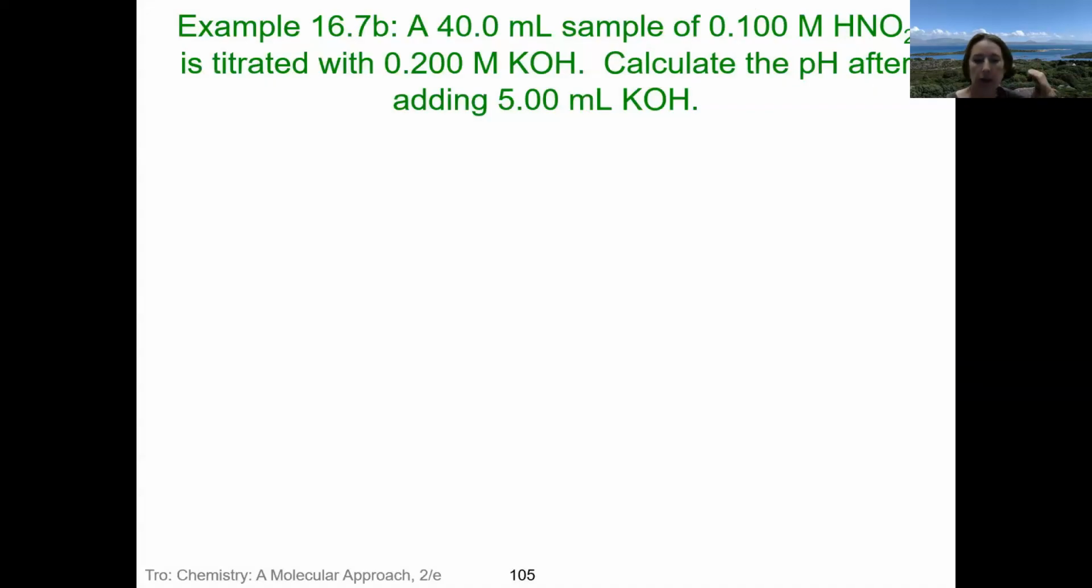Okay. Now we have a 40 milliliter sample of 0.1 molar HNO2 that is titrated with 0.2 molar KOH. Calculate the pH after adding 5 milliliters of KOH. I bet anything we're before the equivalence point here. Educated guess, yes. Again, the first thing we notice is weak acid, strong base. So in our brain, we have to go, okay, weak acid, strong base.